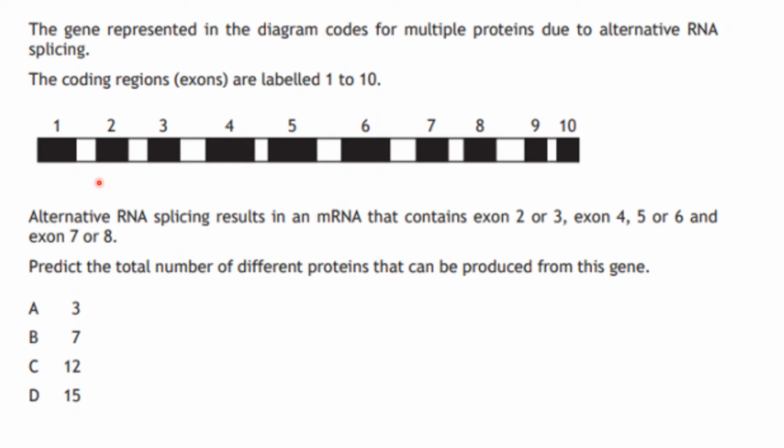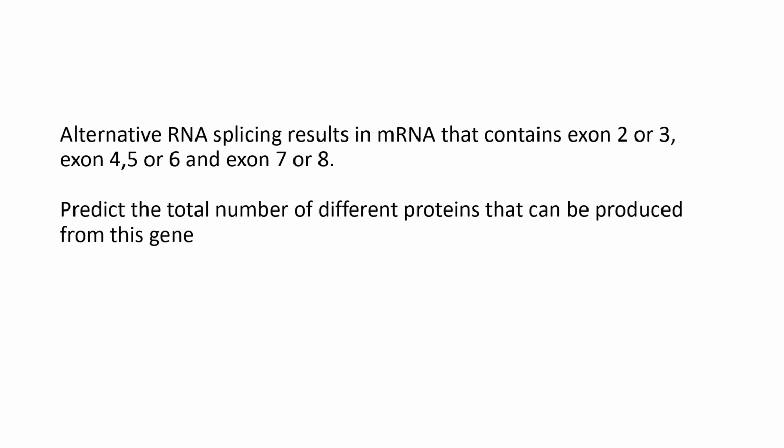And what you need to do is predict the total number of different proteins that can be produced from this gene above, using this information here about the different exons that are going to be contained within each of the proteins that can be produced. So this is the key bit of information here. It tells us that alternative RNA splicing results in mRNA that's going to have to contain either exon 2 or exon 3. So we'll cover that one red.